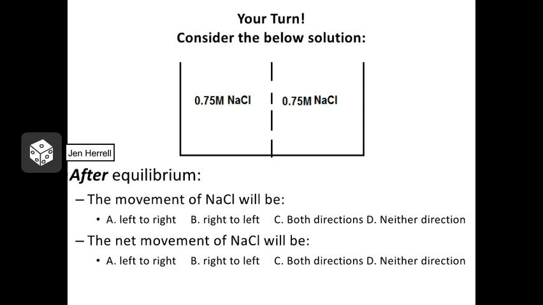Next, let's say that these two solutions have been allowed to equilibrate with one another. They've been allowed to diffuse together however they wanted to. And now we have a situation where they are at equilibrium. What will happen to the movement and the net movement of salt?